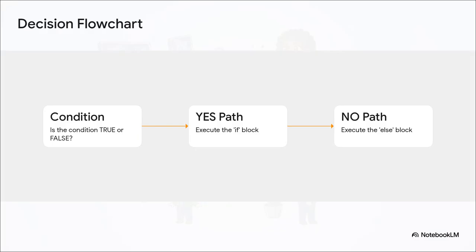Let's trace how the computer's brain actually processes this logical path step by step. First up, it looks right at the condition. Is it true or false? If the answer is an enthusiastic yes, meaning it evaluates to true, it immediately executes the if block. But if the answer is no, it evaluates to false, it completely ignores that if block. It completely bypasses it and skips straight down to execute the else block instead. And once that chosen path is taken, the program just happily continues on its way.